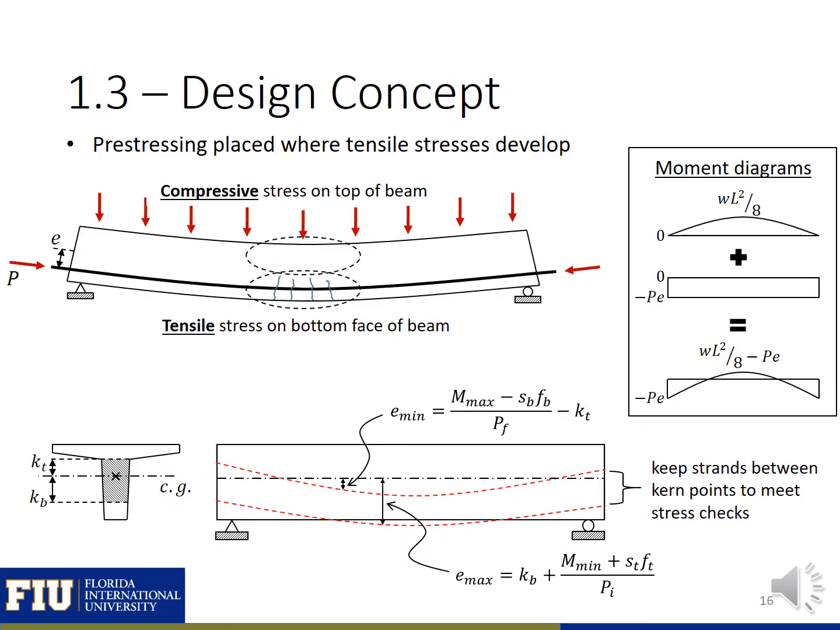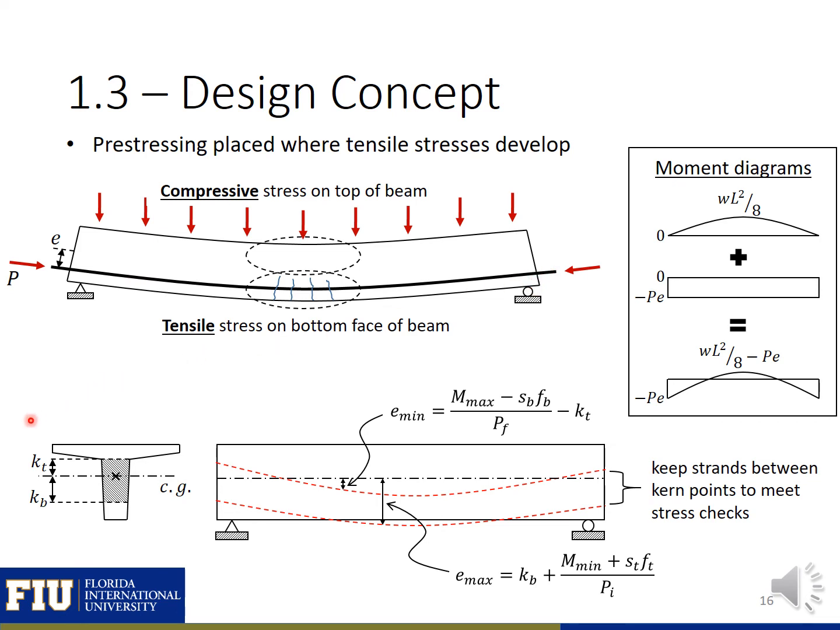As an introduction, we're going to go through some basic design concepts that we'll cover later in the class. The first one is that we typically place our pre-stressing where tensile stresses develop. So here in a typical beam, we have tension developing in the bottom, so we need to resist that tension, and we put our pre-stressing in that location.